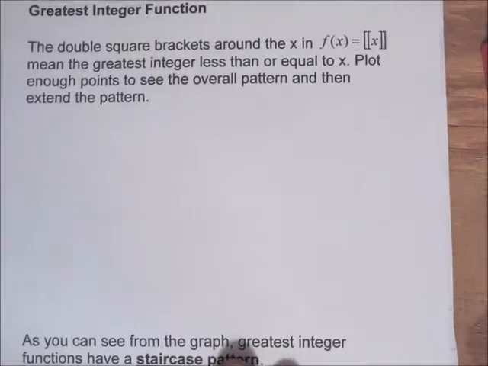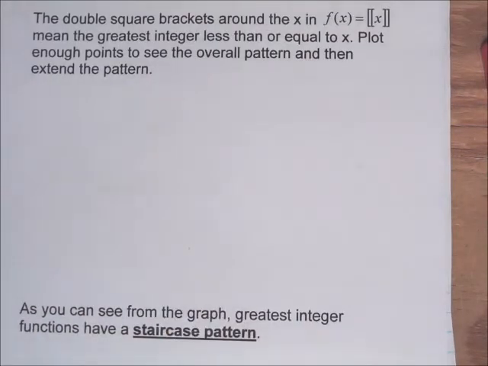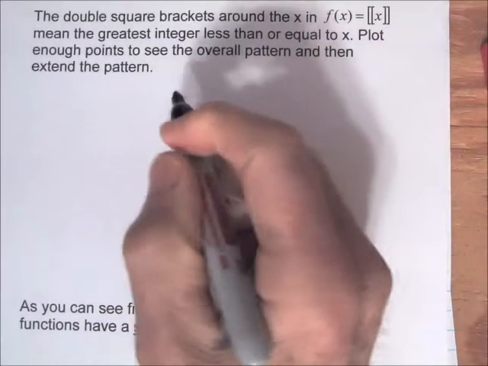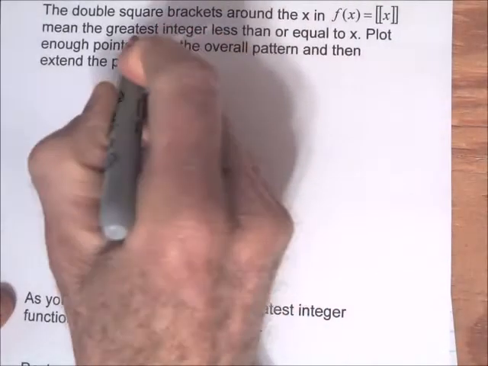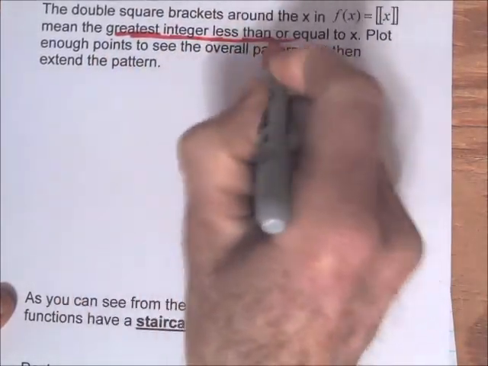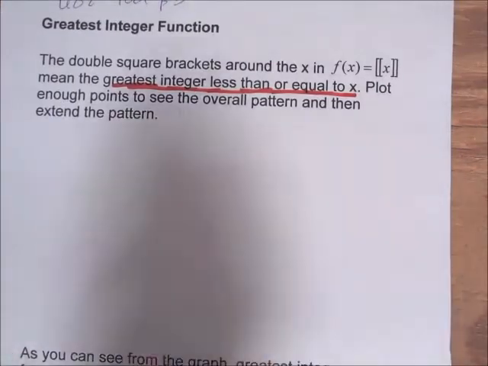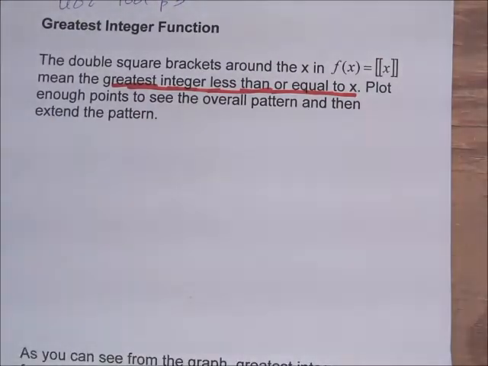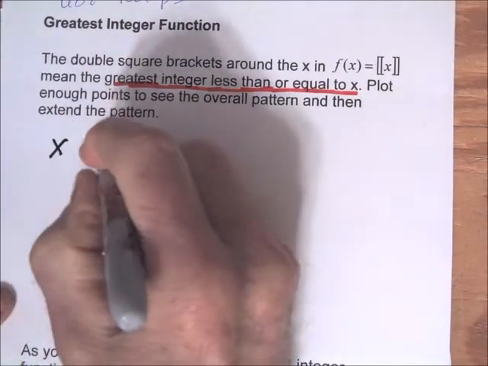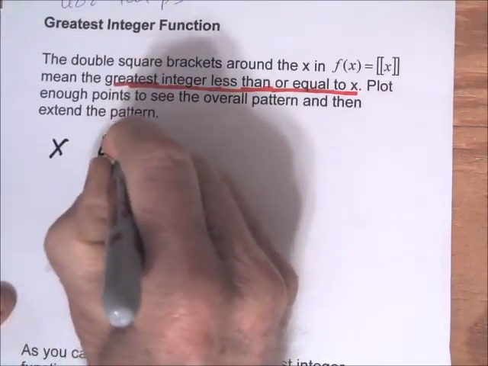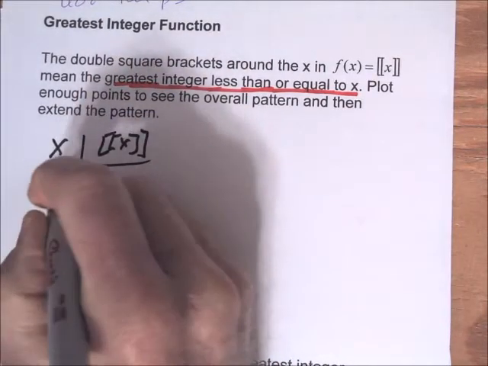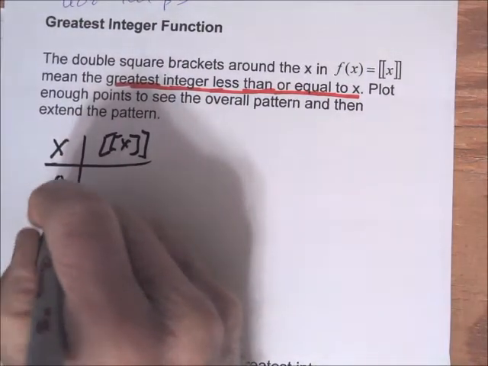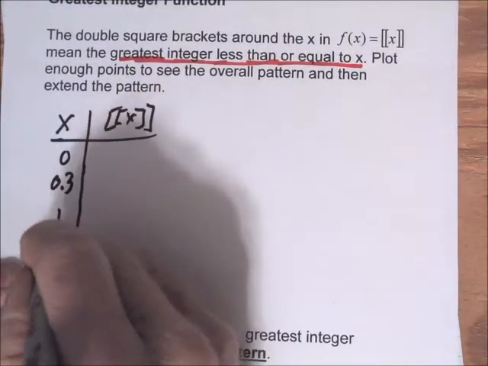Another type of graph is called the greatest integer function. It's indicated by the double square brackets, and it means the greatest integer less than or equal to x. So that's what it means, greatest integer less than or equal to x. So I'm going to pick some numbers, and it's going to be helpful to pick some fractions and decimals.